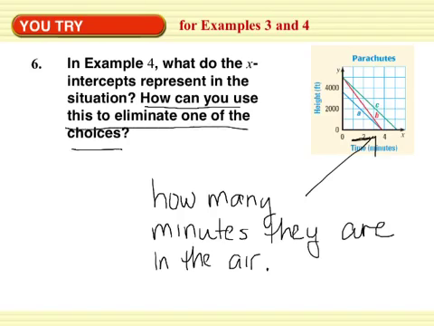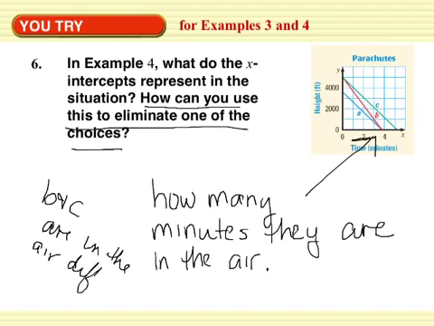Okay, the multiple choice question said, the skydiver made jumps with 3 parachutes. The graph shows the height of the skydiver from the time the parachute opened to the time of the landing of each jump. Which statement is true? So, to eliminate one of the choices, you would just say B and C are in the air different amounts of time. Okay, we use that information to eliminate some of the choices.